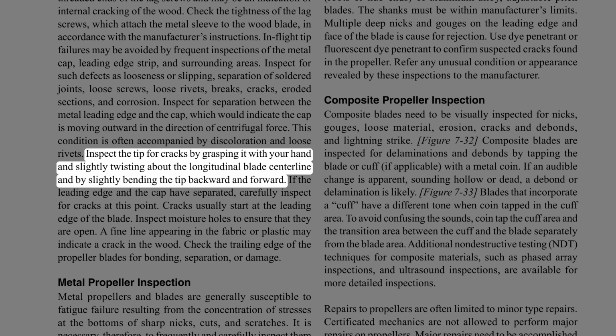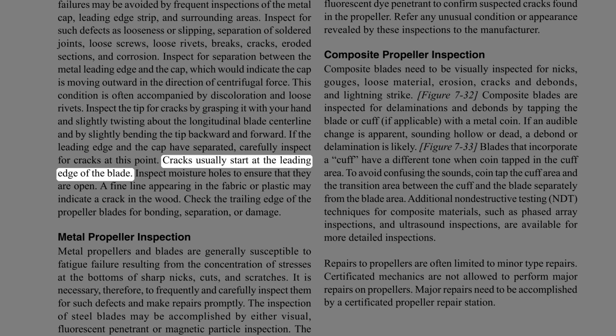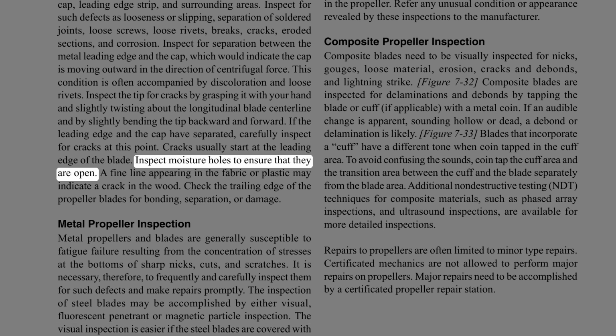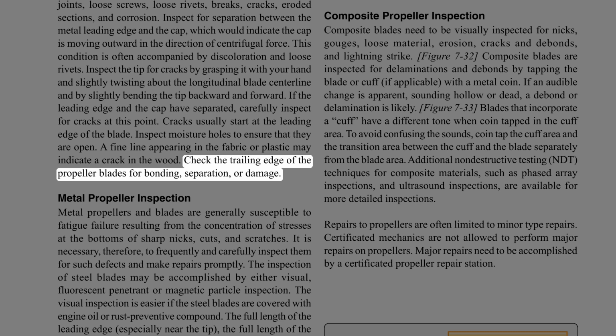Inspect the tip for cracks by grasping it with your hand and slightly twisting about the longitudinal blade centerline and by slightly bending the tip backward and forward. If the leading edge and the cap have separated, carefully inspect for cracks at this point. Cracks usually start at the leading edge of the blade. Inspect moisture holes to ensure that they are open. A fine line appearing in the fabric or plastic may indicate a crack in the wood. Check the trailing edge of the propeller blades for bonding, separation, or damage.